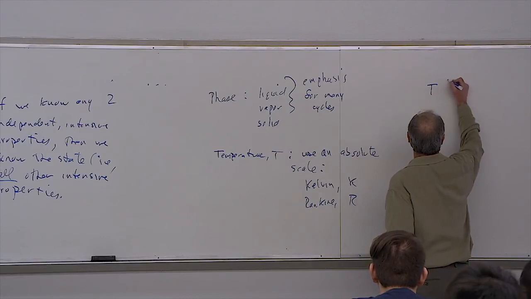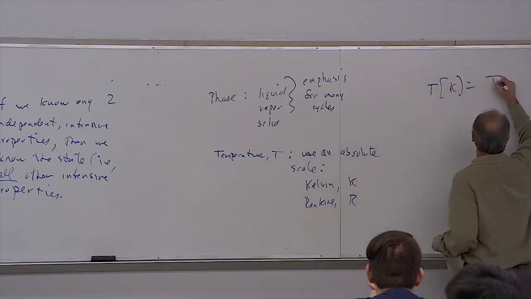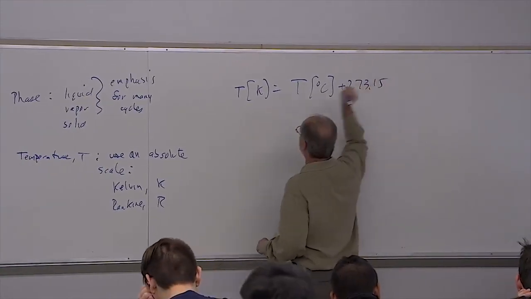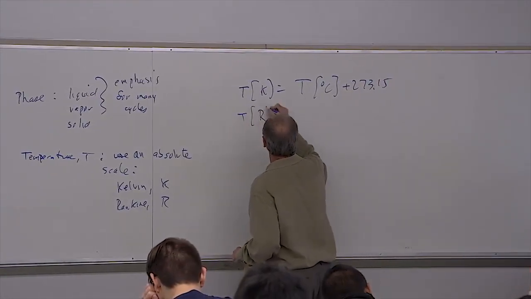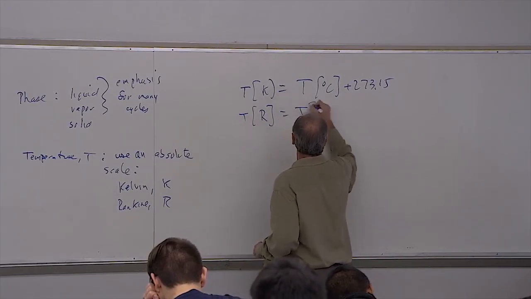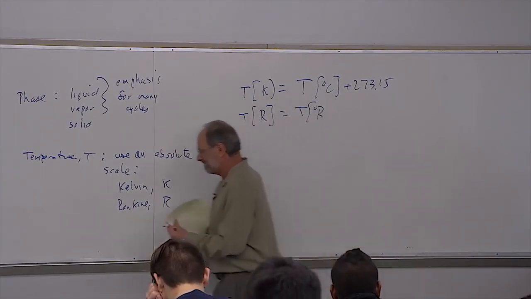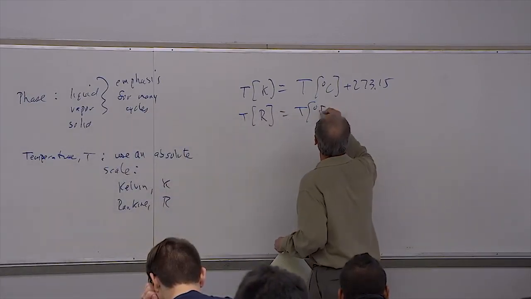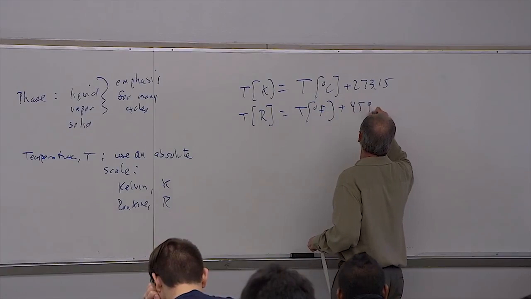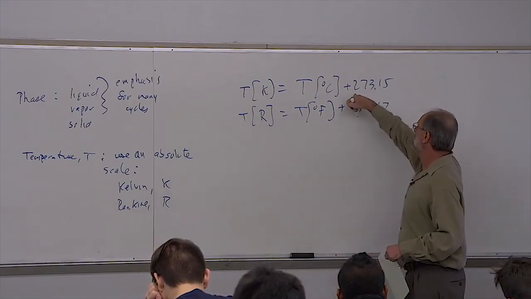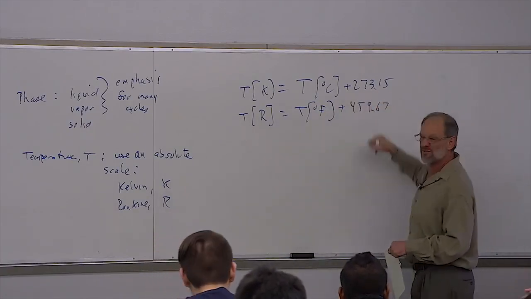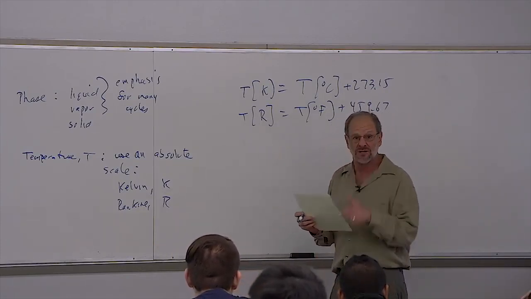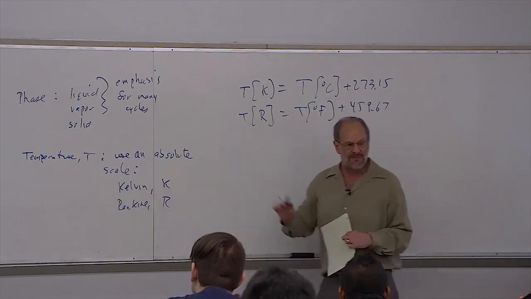And let's just keep in mind that temperature in Kelvin is just going to equal the temperature in degrees Celsius plus 273.15. And also the temperature in Rankine is going to equal the temperature in degrees Fahrenheit plus 459.67. You can certainly round this down to 273 or round this up to 460 if you want to. But these are the official conversions that we would tend to use. Okay. So hopefully you remember that.